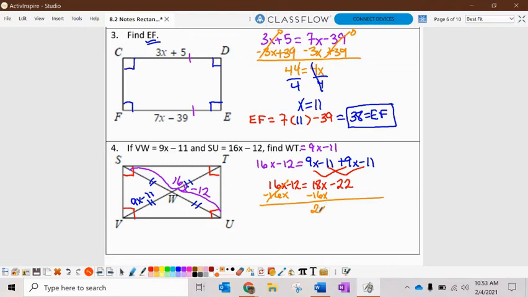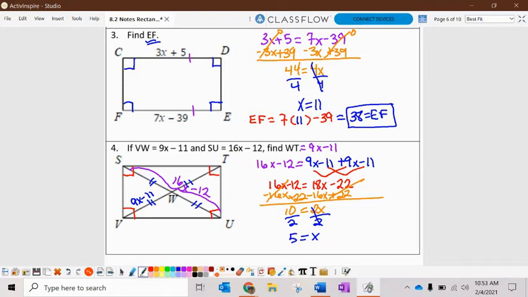That gives me 2x equals, I'm going to add 22 to both sides. That gives me 10. Last step, divide both sides by 2. And that gives me x equals 5.